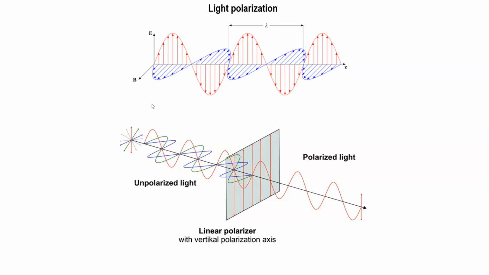And in order to select just one polarization, we can use a so-called polarizer. The polarizer is a system that allows light of one particular orientation to pass through. The polarizer is indicated by its polarization axis. For example, in this picture, it's a vertical polarization, and this vertical orientation of the polarizer allows vertically polarized light to pass through the polarizer. And the other polarizations are blocked.